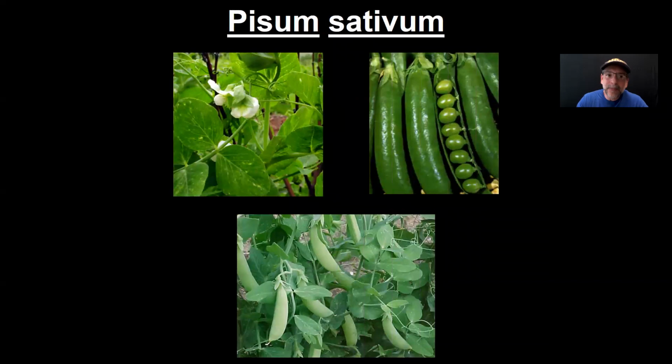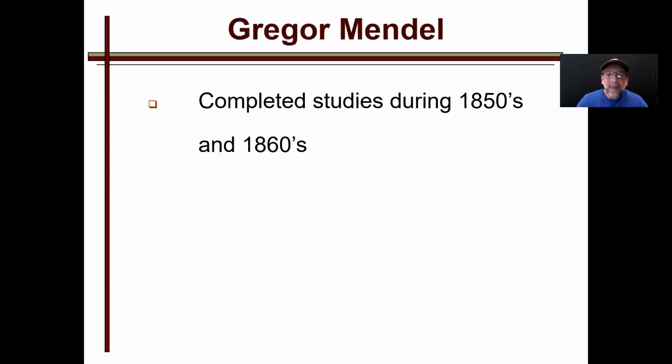So this is Pisum sativum. It's the garden pea. If you like peas, great. If you don't, that's fine too. It's the pea plant. So when did he do his work? He did his work in the 1850s and the 1860s.